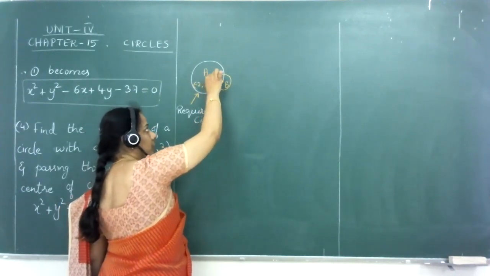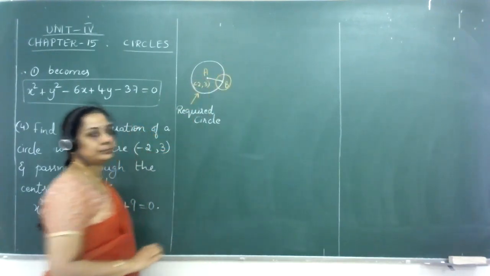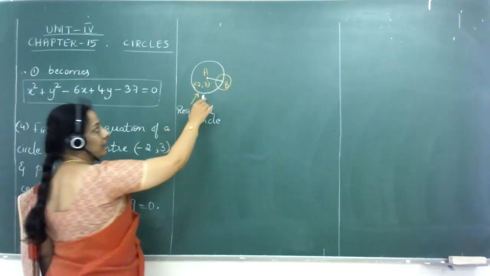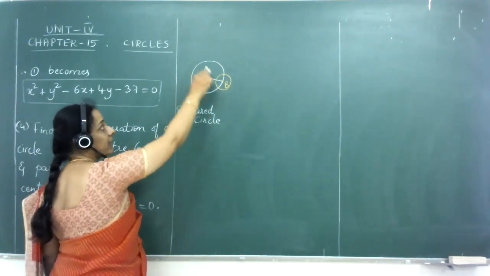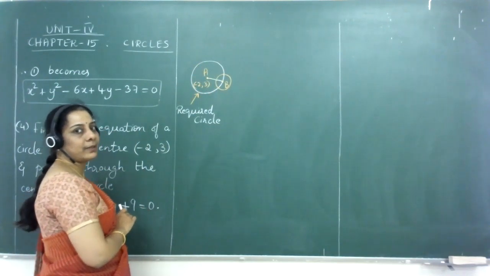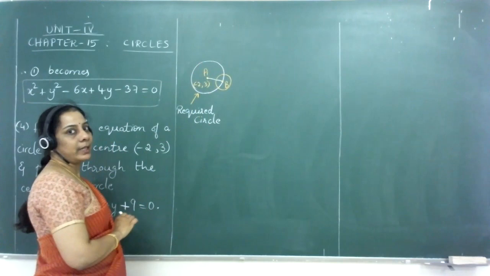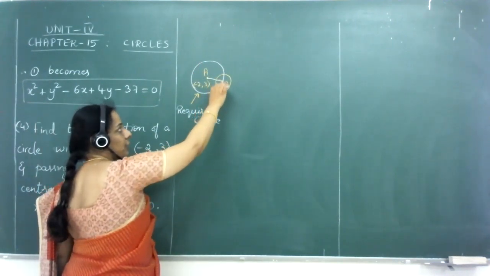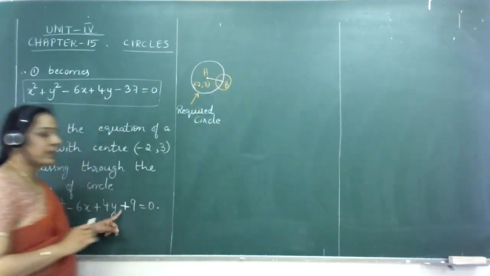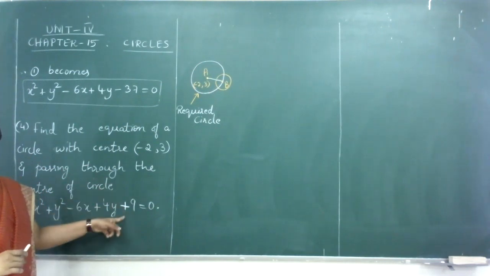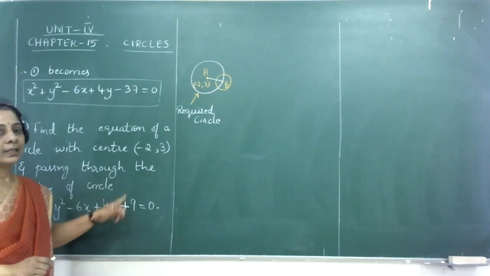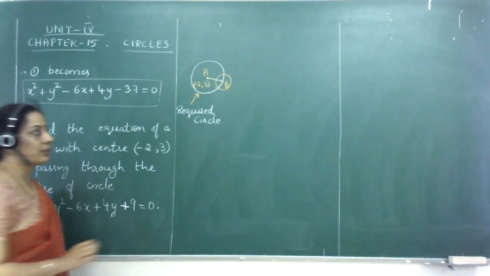I will join the 2 points A and B here. We have to find the equation of this bigger circle. That is the required circle for us. Center of the bigger circle is marked as point A. Equation of the smaller circle is given in the question. Whenever the equation of a circle is given, its center can always be found out.